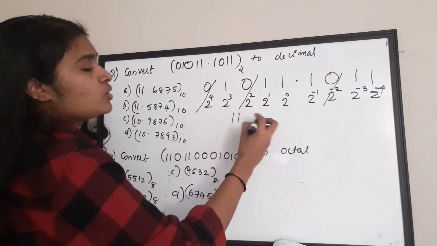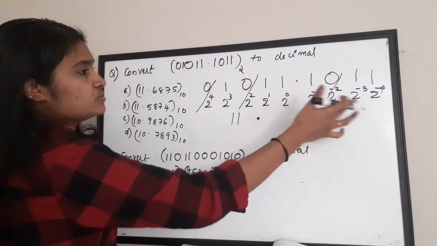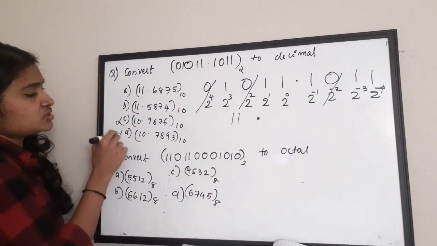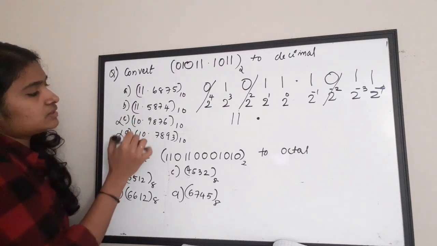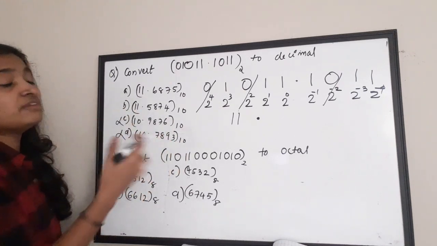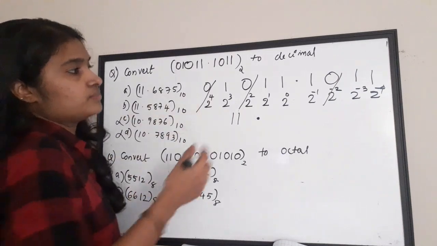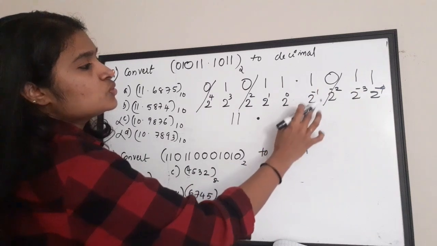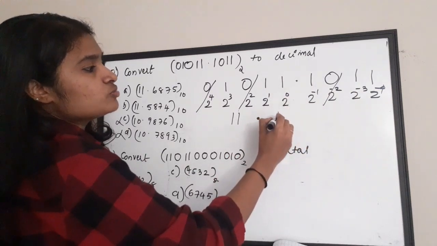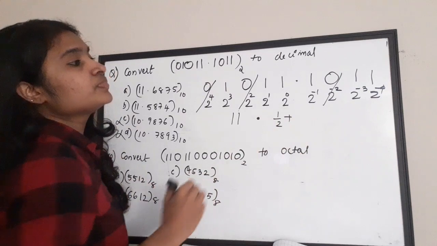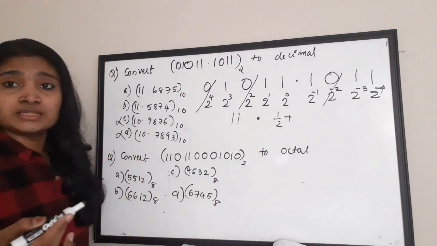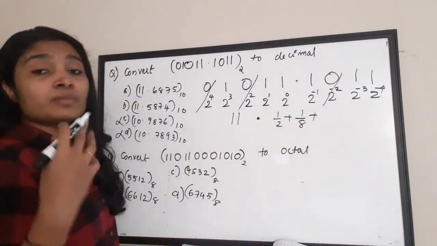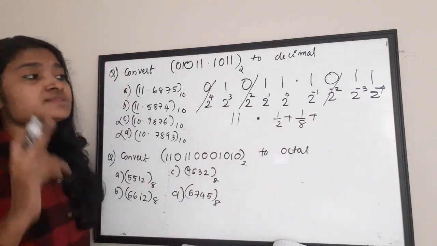Now, 11 point, we have to find the rest of the values. So from the options, one thing is clear. Your option is not C and your option is not D, because those have the value 10 point. We need 11 point something to be your answer. So, after this, what are the values? 2 raised to minus 1 into 1, that is 1 by 2, plus 2 raised to minus 3 means 1 by 8, plus 2 raised to minus 4 means 1 by 16.